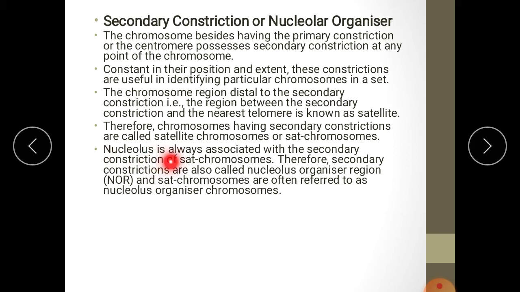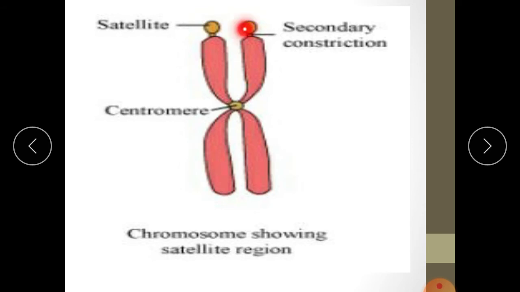The nucleolus is always associated with the secondary constriction of SAT chromosomes. The nucleolus is present inside the nucleus, and these SAT chromosomes are attached to it. Therefore, secondary constrictions are also called the nucleolus organizer region, NOR, and SAT chromosomes are often referred to as nucleolus organizer chromosomes. Okay, so this is about SAT chromosomes.